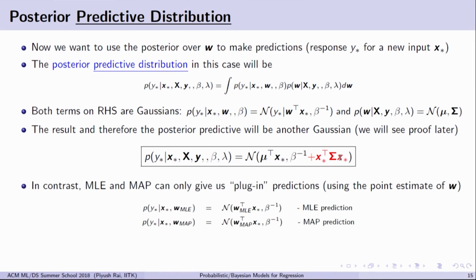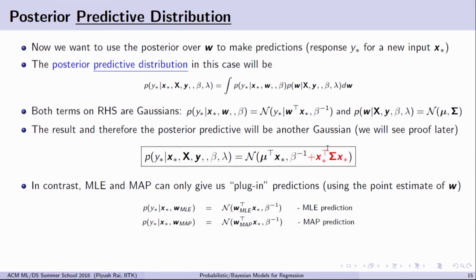And just for comparison, I have mentioned the predictive distribution when we use MLE or MAP estimate, right? So there are two differences. First difference is that if you compare, in the MLE predictive distribution, the mean is w_MLE transpose x star, where in this case you have mu transpose x star, okay? Variance is just beta inverse, whereas here we have beta inverse plus this additional thing.